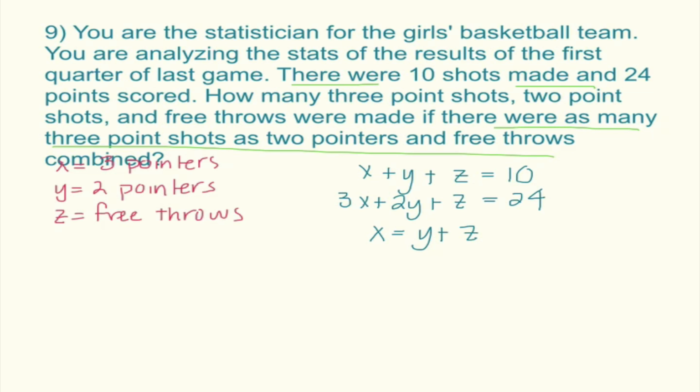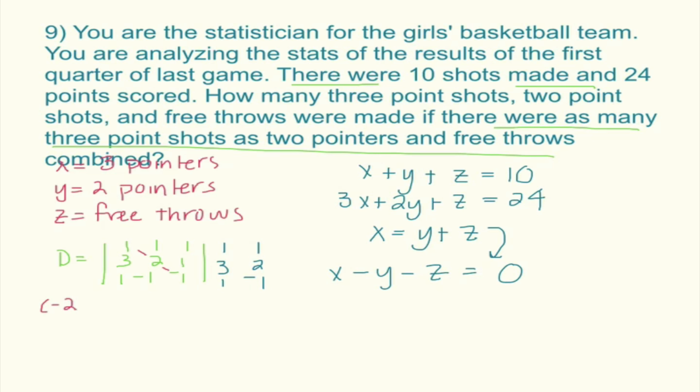So now I have 3 equations with 3 variables. I'm actually going to rewrite this equation here to be x minus y minus z equals 0. And I'm going to use a combination of stuff to go ahead and solve this. So I'm going to start by finding determinant d here. So 1 times 2 times negative 1 becomes negative 2. 1 times 1 times 1 is 1. 1 times 3 times negative 1 becomes negative 3.